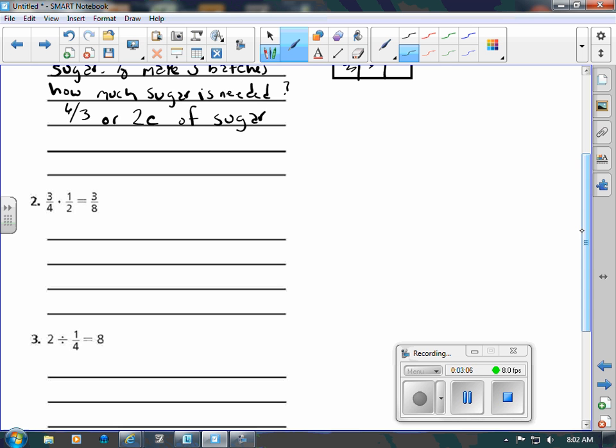So 3/4 times 1/2 equals 3/8. Let's say 3/4 of the kids in class play sports. Of those, right, of means times, half play soccer.